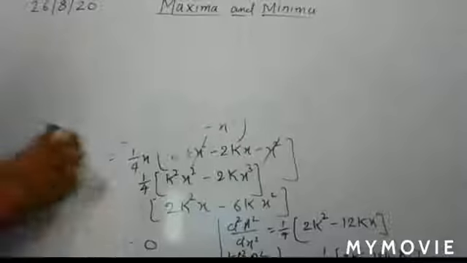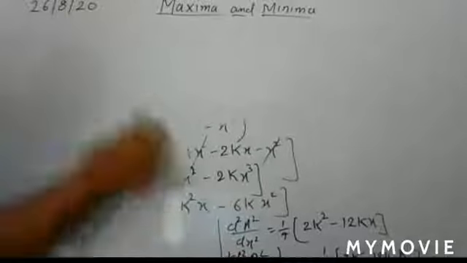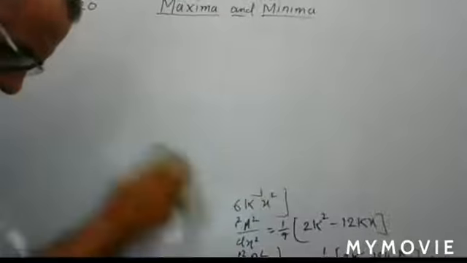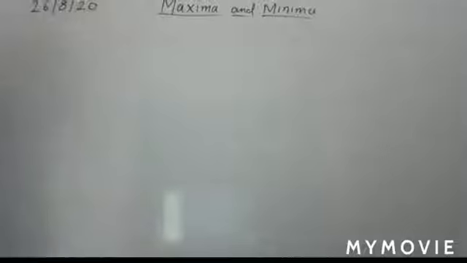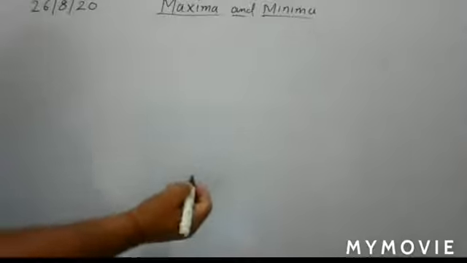Okay, sure. Prove that the surface area of a closed cuboid with a square base and given volume is minimum when it is a cube.